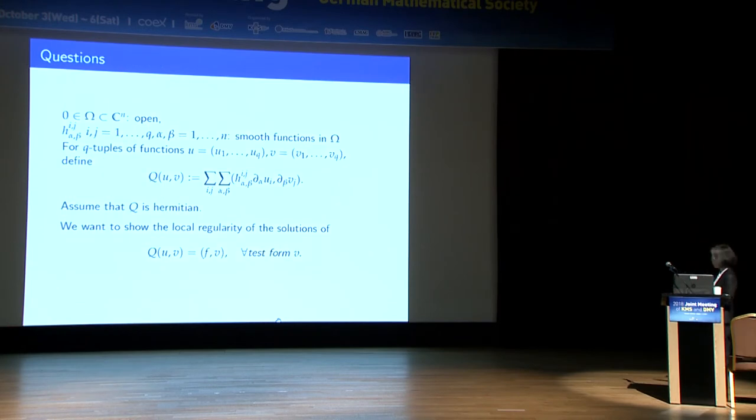And then finally, some questions. We want to do the same thing for more general PDEs. Now suppose omega is just an open set containing zero. This will be our reference point. And this is R^n actually, sorry. And then H is a collection of smooth functions in omega. And here, i, j runs from 1 to q, and alpha, beta runs from 1 to n. Then we define this quadratic form like this, and assume that this quadratic form is Hermitian.